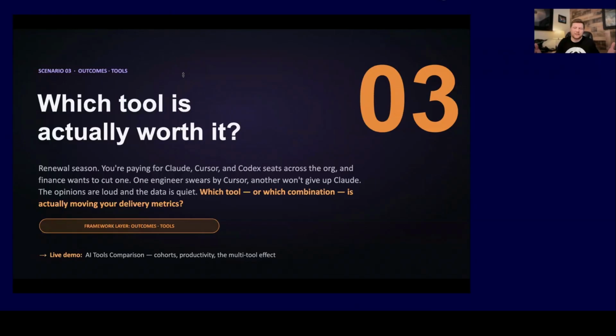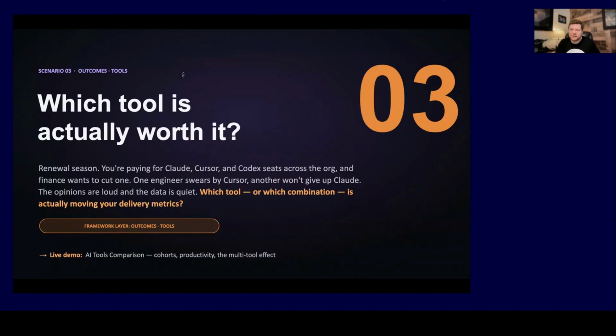Renewal season is coming up for your tools. You're paying for Claude, Cursor, Codex seats across the organization, and finance comes knocking at the door and says, we need to wrangle in this budget a little bit, so we might have to cut one of these tools. As an engineering team, that does not sound good. We don't want to do that because we feel more productive. Now we're starting to get data that says we're being more productive. But how can we actually prove that these tools are working and which tools are working best for different types of work?